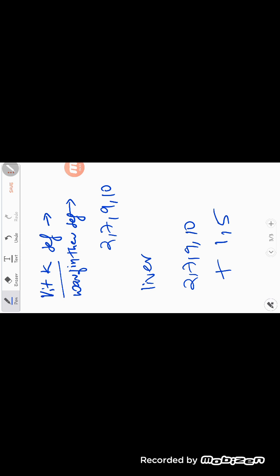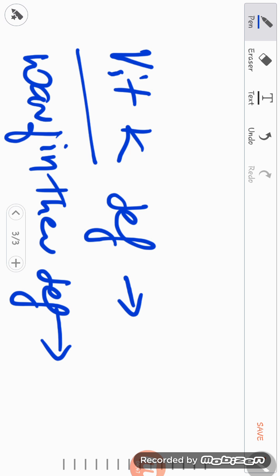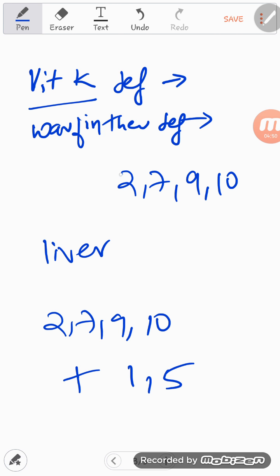I hope you are very clear until now. Vitamin K dependent factors are 2, 7, 9, 10. In a patient who is under warfarin, the deficient factors are 2, 7, 9, 10. Liver synthesis: 2, 7, 9, 10 plus 1, 5.